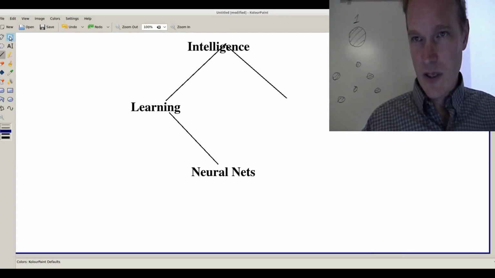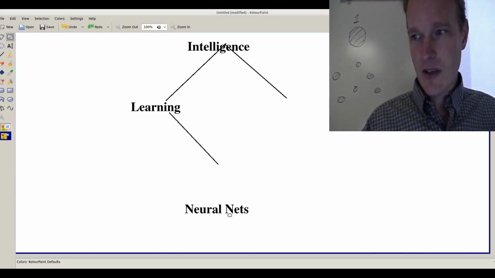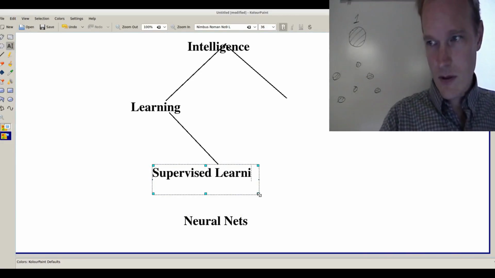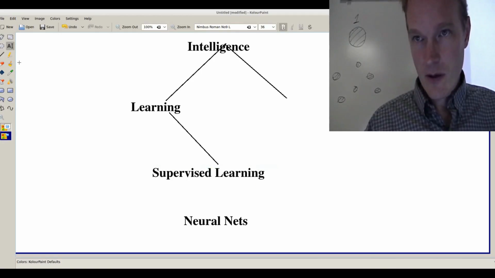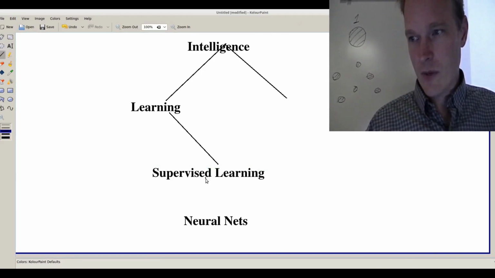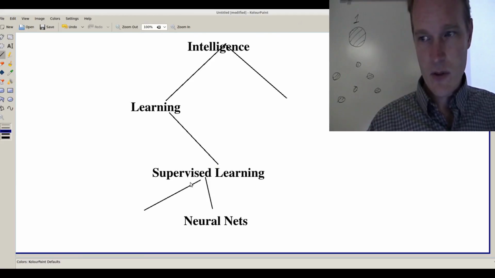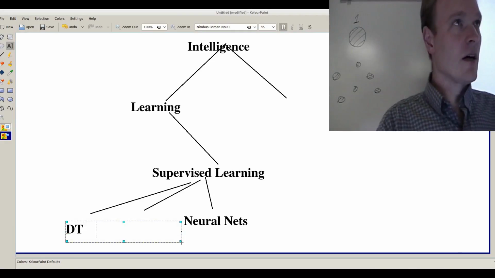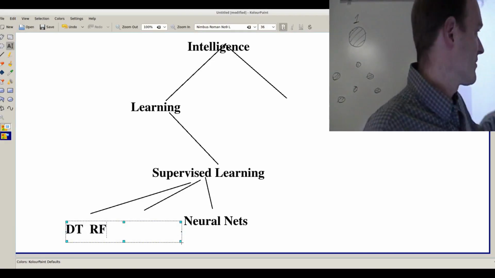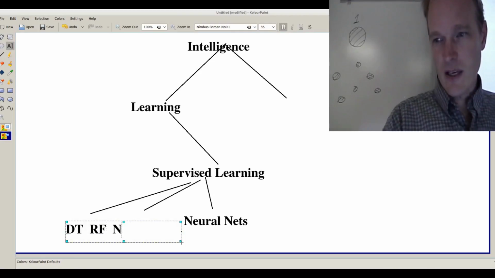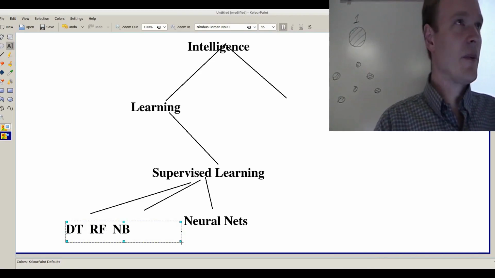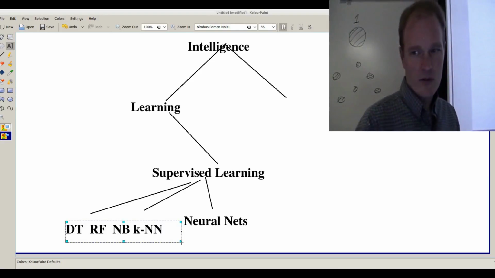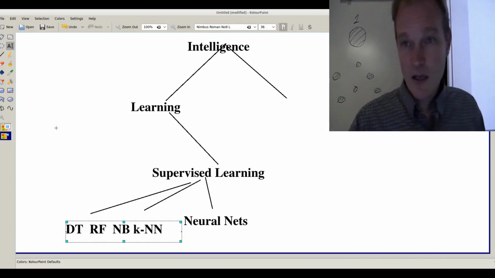Well, here's the biggest one: while we've started covering supervised learning, neural networks are one method used for supervised learning, but there are also several others. I think I've mentioned before that decision trees are common, random forests, a whole bunch of decision trees. Naive Bayes is one technique that's very popular. And k-nearest neighbor models are also very common supervised learning techniques.